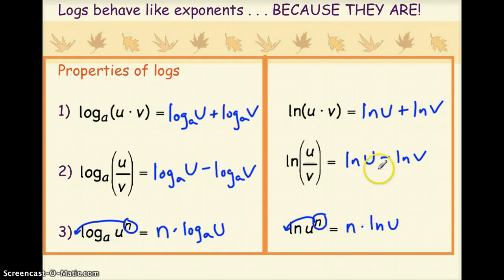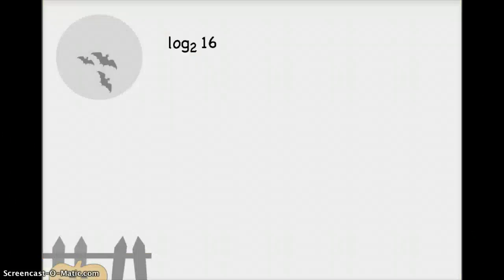Also, they work backwards. So I could take something that is subtraction and put it back together into division. Or if I see addition, I can put them back together as multiplication. Or if I see a number out in front, I can bring it back up as an exponent. So all these properties work forwards and backwards. I just wanted to show you using this how the different properties work.